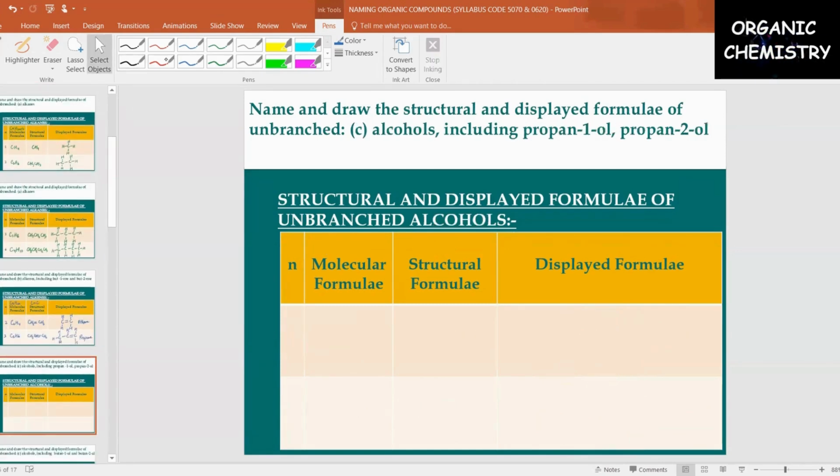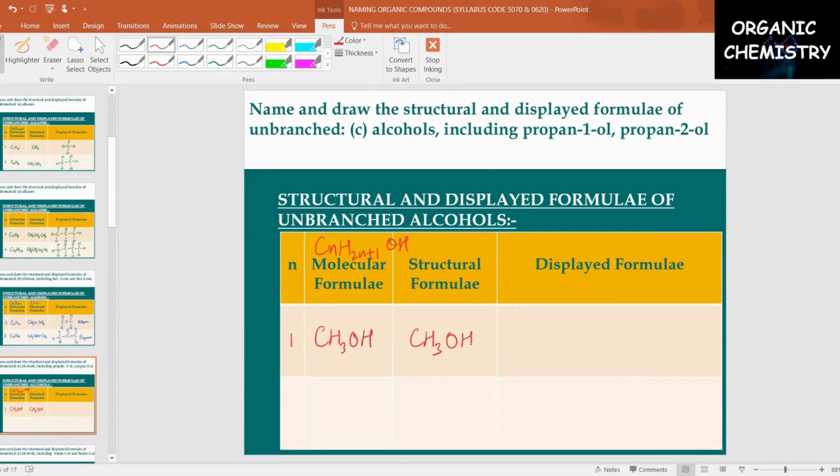Now we have alcohols. Recall the general formula of alcohols. It is CnH2n plus 1 OH. The first member starts with the value of N 1. The molecular formula will be CH2 multiplied by 1 is 2, 2 plus 1 is 3, OH. So we have CH3OH. Structural formula: the structural formula of the first member will remain like this: CH3OH.